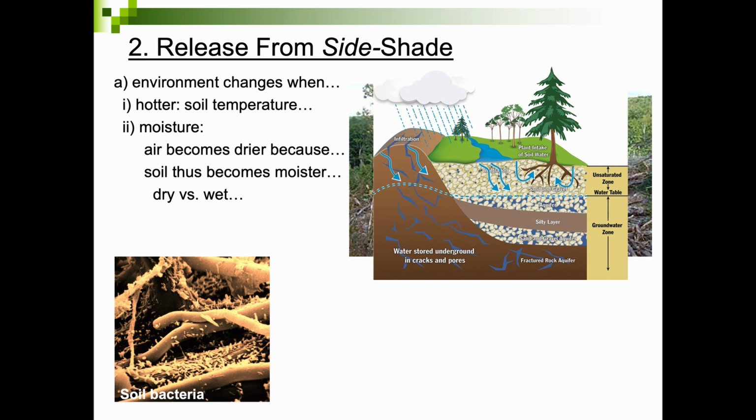However, if there is release from side shade in an already moist habitat, then like I mentioned before, a lot of that water is going to pool. There's not going to be oxygen available to those roots. Without oxygen, the cells in the roots can't carry out respiration and tap into their carbon stores, and they are going to die.